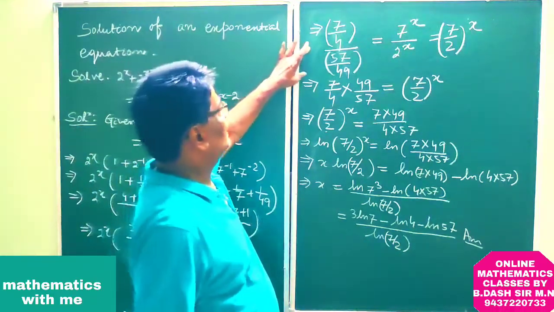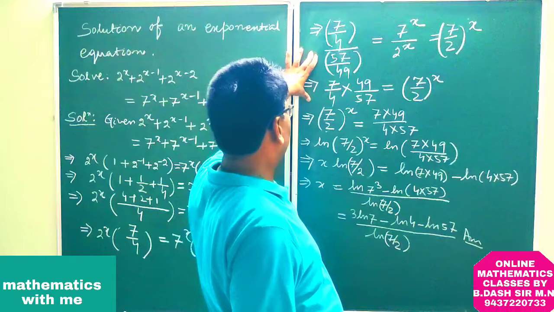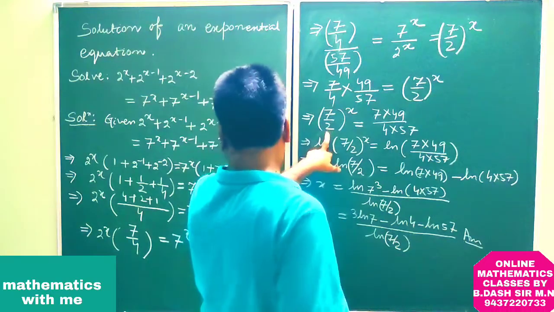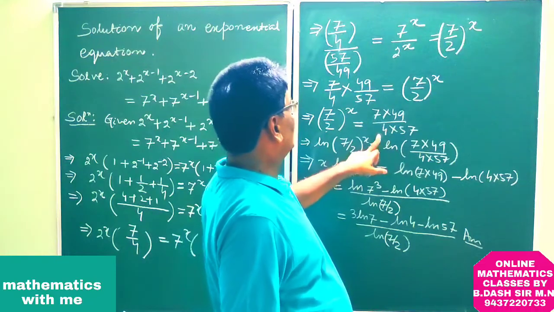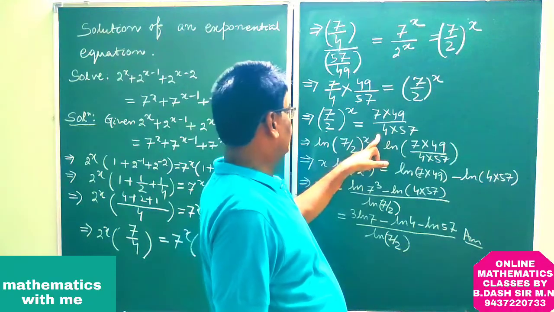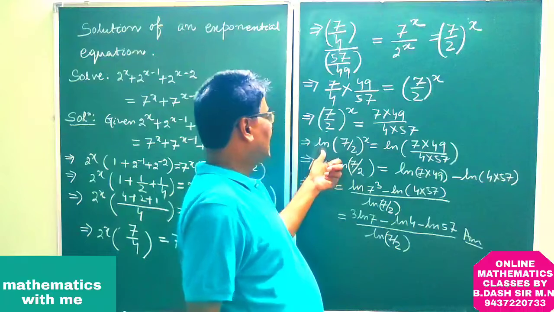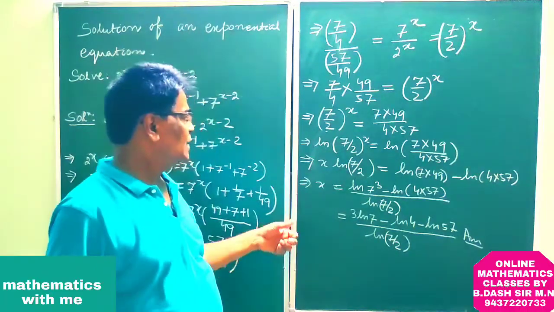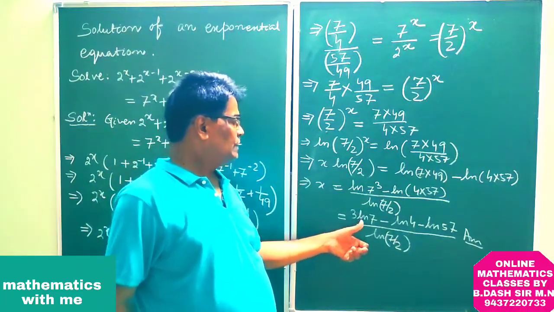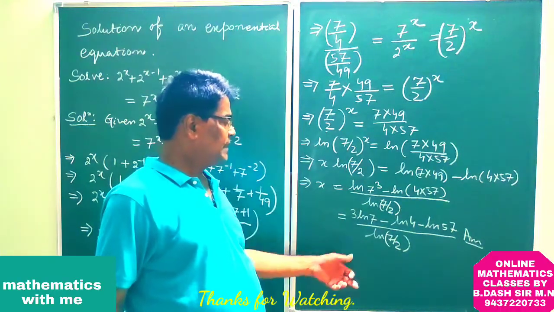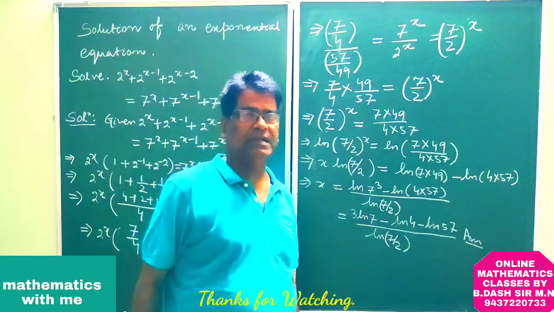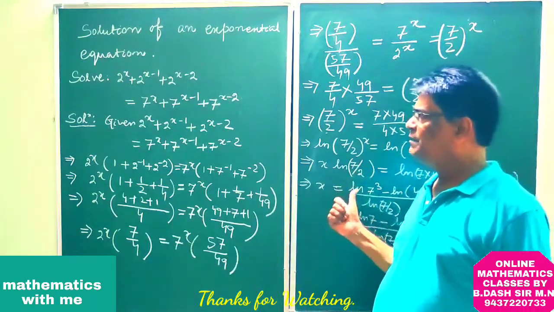Now then simplifying we get (7/2)^x is equal to 7 times 49 by 4 times 57, and finally applying logarithm function we get x is equal to (3 ln 7 minus ln 4 minus ln 57) by ln(7/2). Answer. Now the problem is solved.